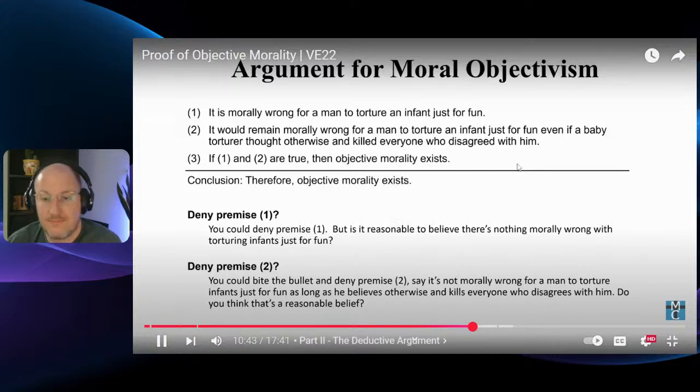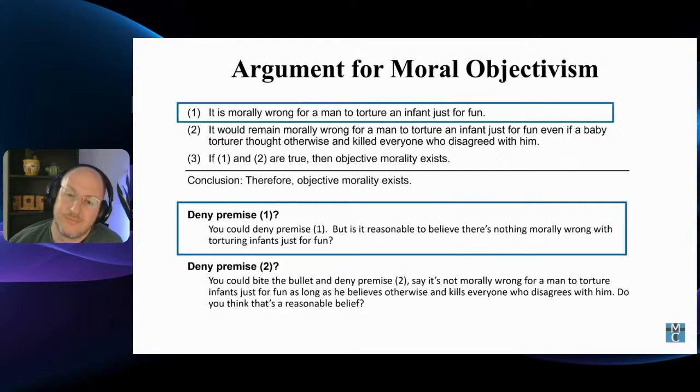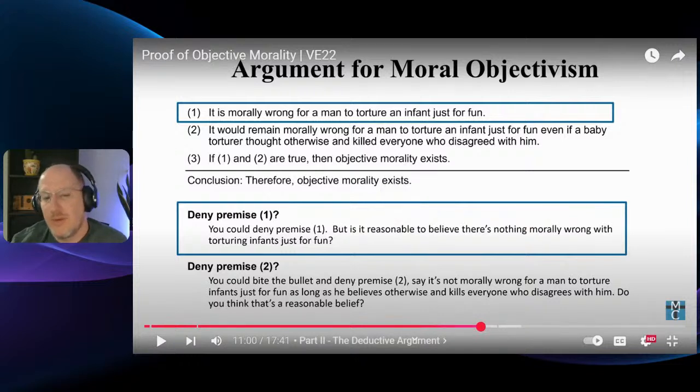All right. Appealing to evidence that evokes emotion is not appealing to emotion. I'm not, for example, saying we shouldn't reject premise one because denying premise one is offensive. I'm saying that denying premise one is not reasonable. It's not reasonable to believe that there's nothing wrong with torturing infants just for fun. But why should I think that that's not reasonable? Is it just an appeal to your intuitions?